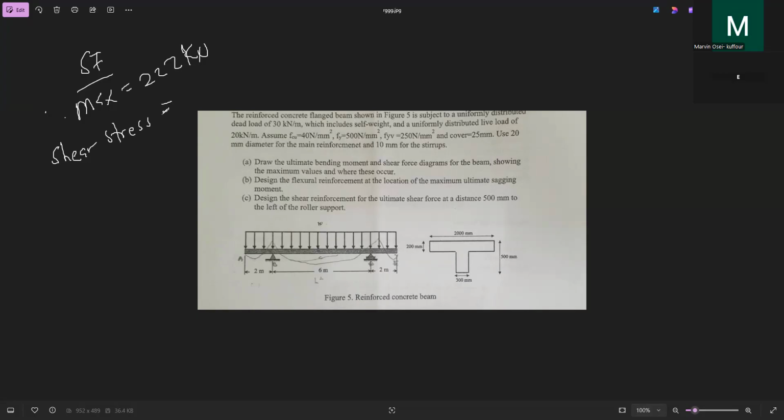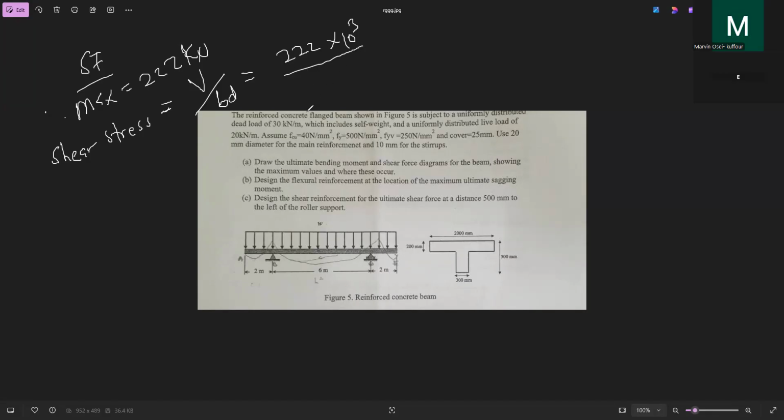So shear stress, stress is force over area. So it is our shear force over our area, and the area is BD, where B is the breadth of the beam, and D is the effective depth. So this 222 is represented by V. So 222 times 10 to the power 3 over the BD.